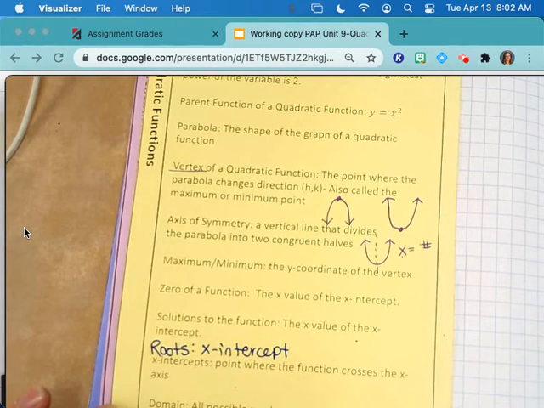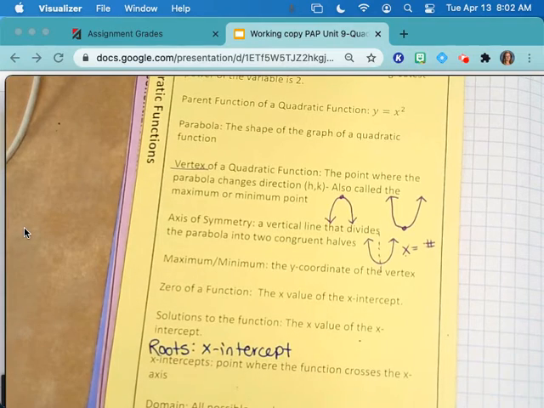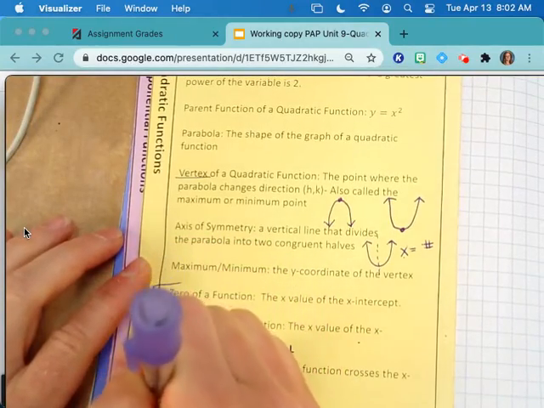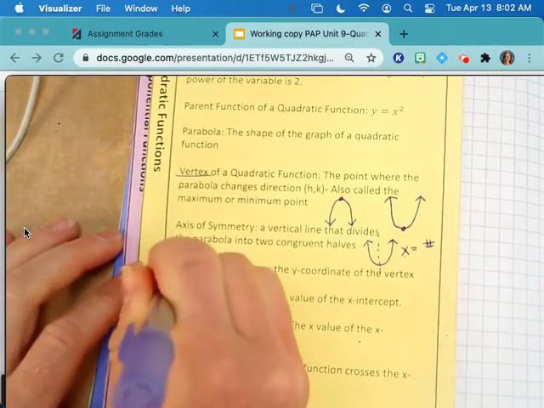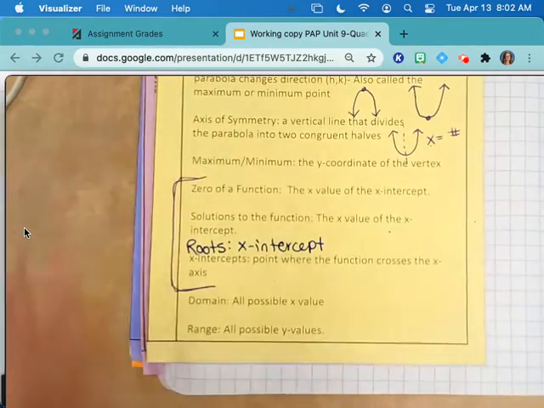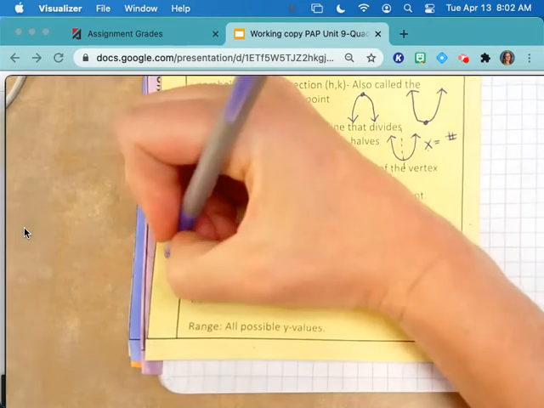And then our y-intercept, I don't believe it's on here, but the y-intercept is where it crosses the y-axis. But then we have zero, solution, roots, and x-intercepts. They all mean the same thing. You need to know that they are all represented by the x-intercept where it crosses the x-axis. They're all the same.